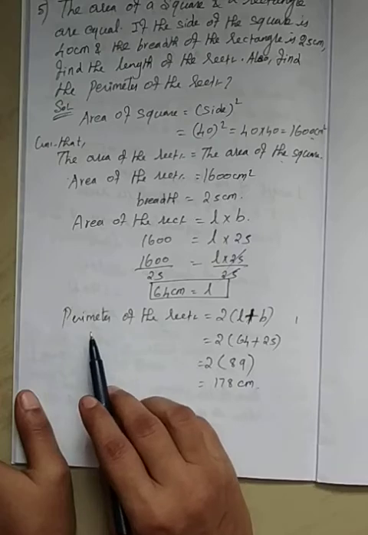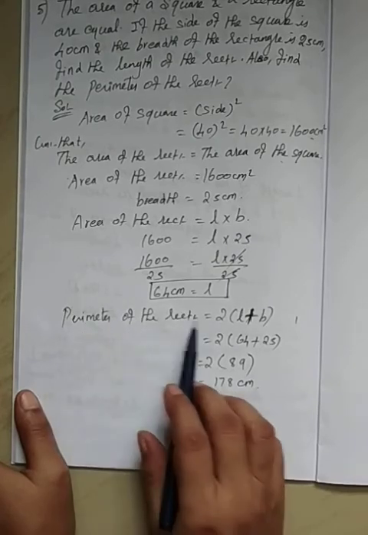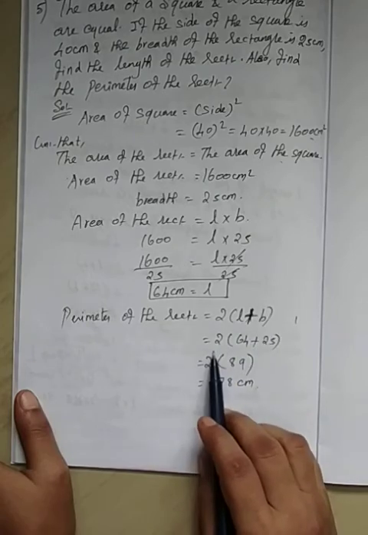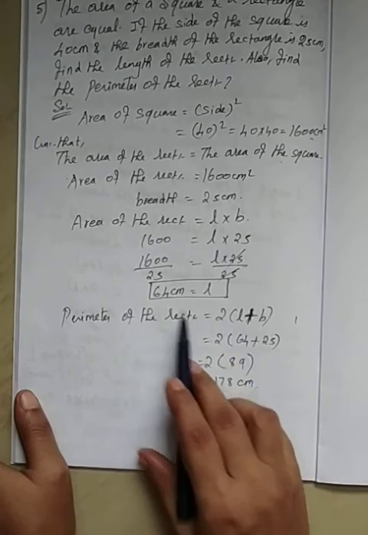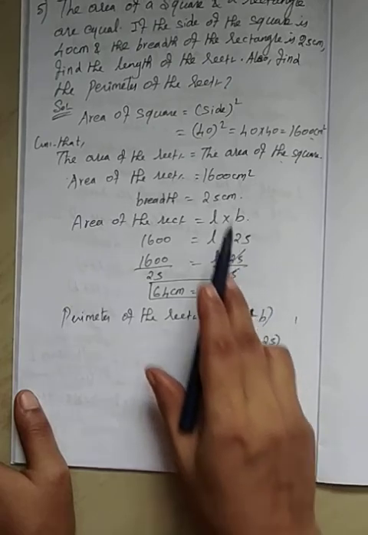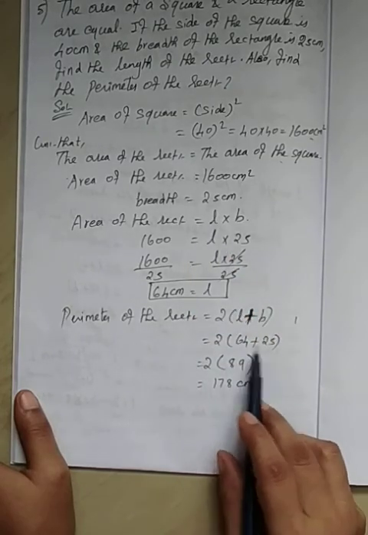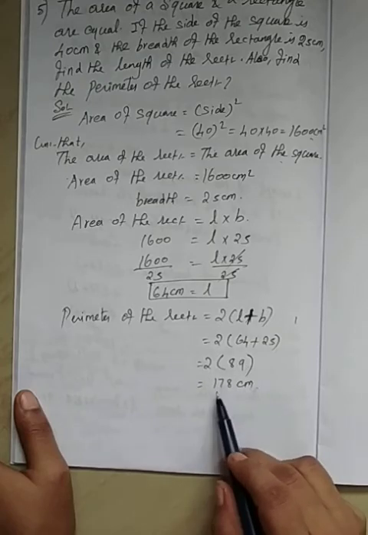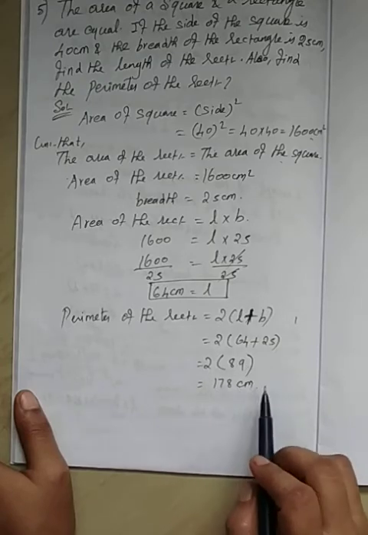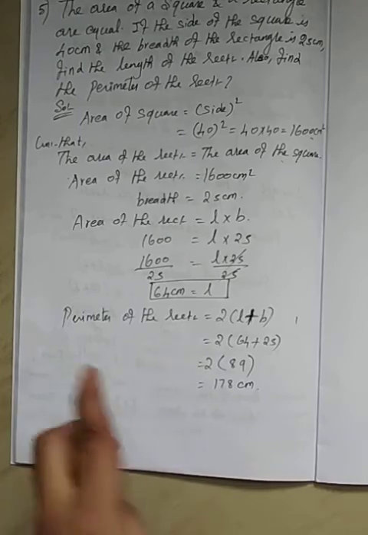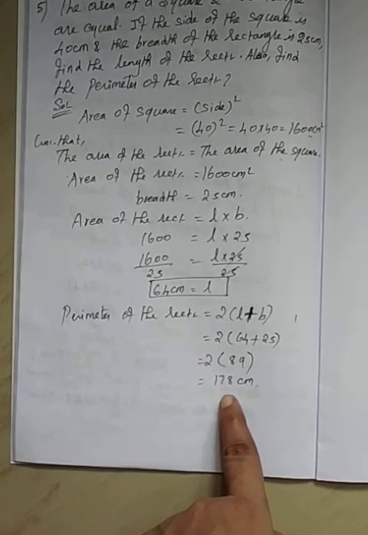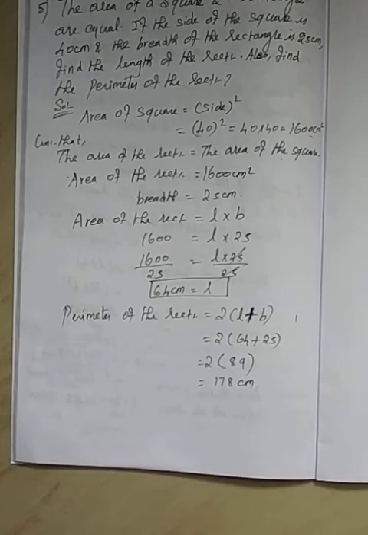Next you have to find the perimeter of the rectangle. What is the perimeter of the rectangle? 2 into L plus B. So write 2. What is the L value? 64. B value, 25. 64 plus 25 is 89. Now multiply 2 into 89 and you will get 178 centimeter. So the perimeter of the rectangle is 178 centimeter, even though its area is the same as that of the square.